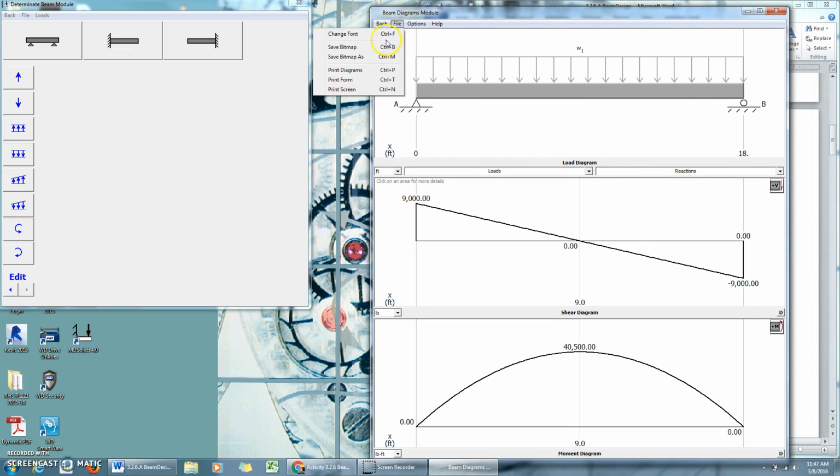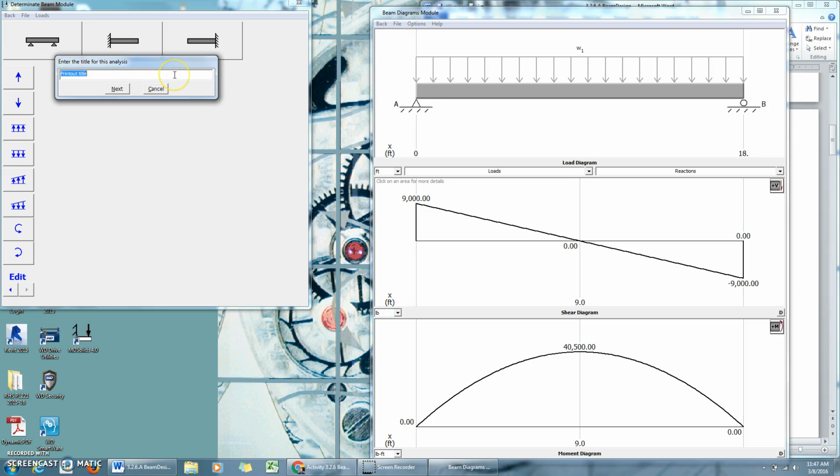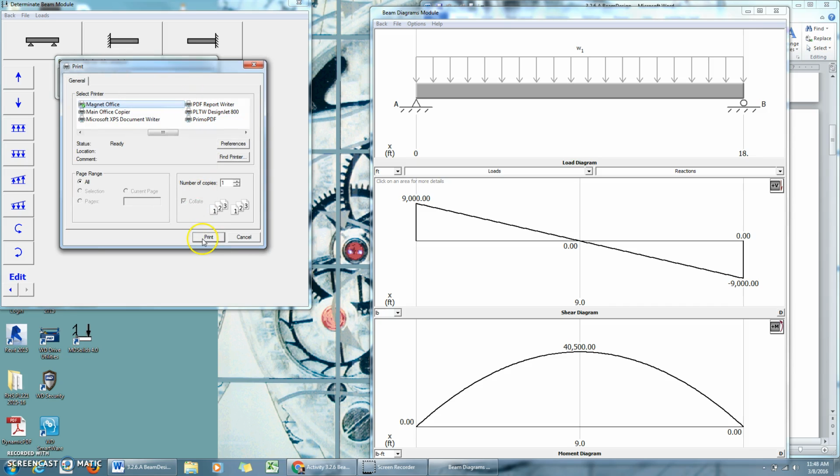We'll go File, Print, and we're going to print the diagrams, and I want you to put your name on this, and we'll call it Interior Beam Diagram. Next, print.